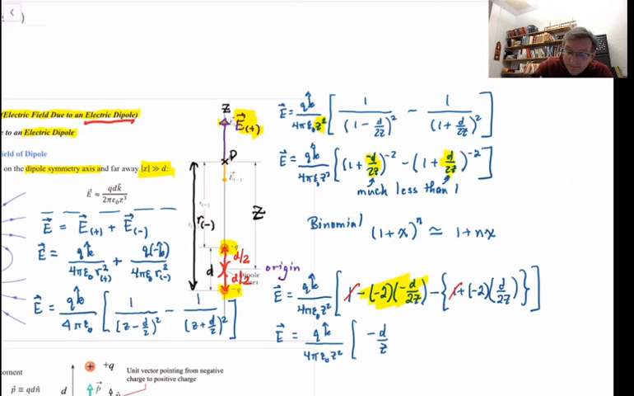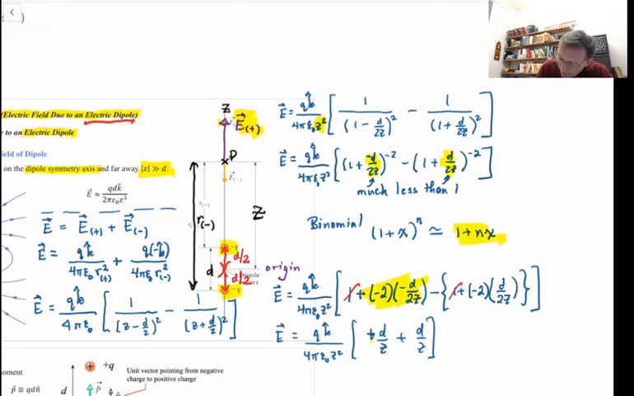I do beg your pardon. I made a sign mistake. It's 1 plus, right? Look here. 1 plus nx. So 1 plus negative 2 times negative d over 2z. It's really important that the signs are right. So that becomes plus d over z. All right, then I've got a minus times a minus, 2 times d over 2z, so plus another d over z.